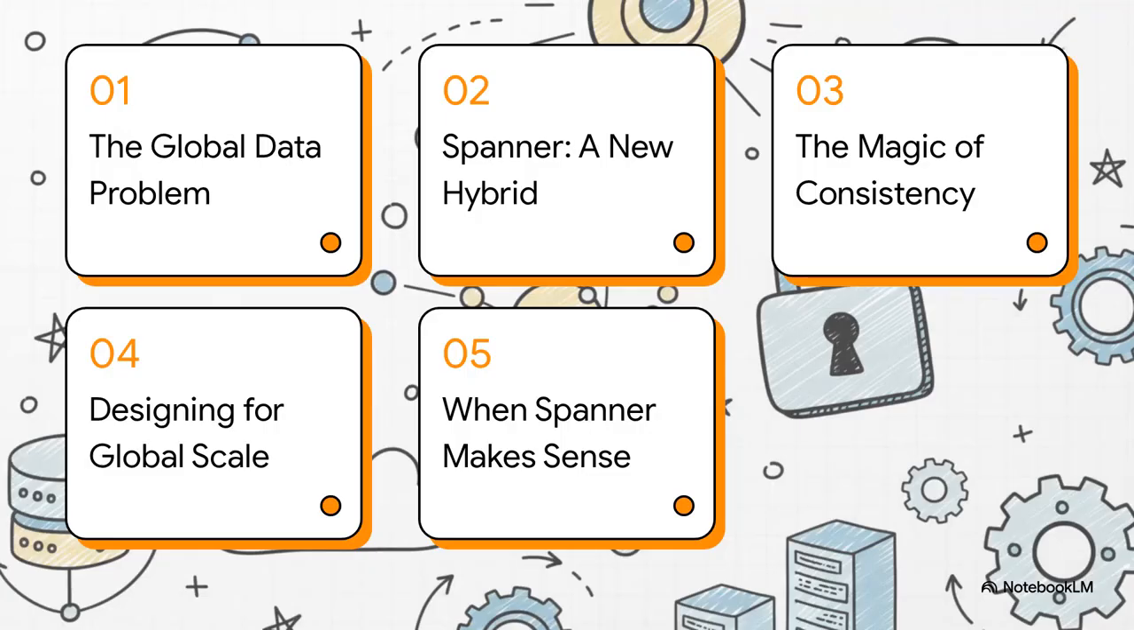So here's how we're going to break this all down today. First, we'll dig into that global data problem. Then we'll introduce Spanner as this new hybrid solution. We'll get into the magic that actually makes it work, talk a little bit about how to design for it, and then finally figure out when it really makes sense to use this thing.